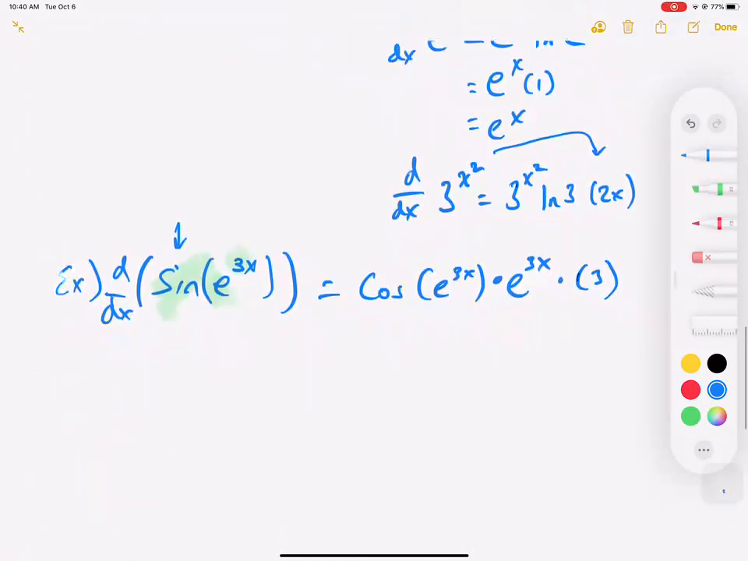Okay, I'm gonna give you guys one to try by yourself. I'm gonna give you guys 30 seconds to do it. D over dx of tangent of 3 to the x squared. Let's see if you guys can get this one. I'll give you guys 30 seconds. Don't be afraid. Don't need to simplify.